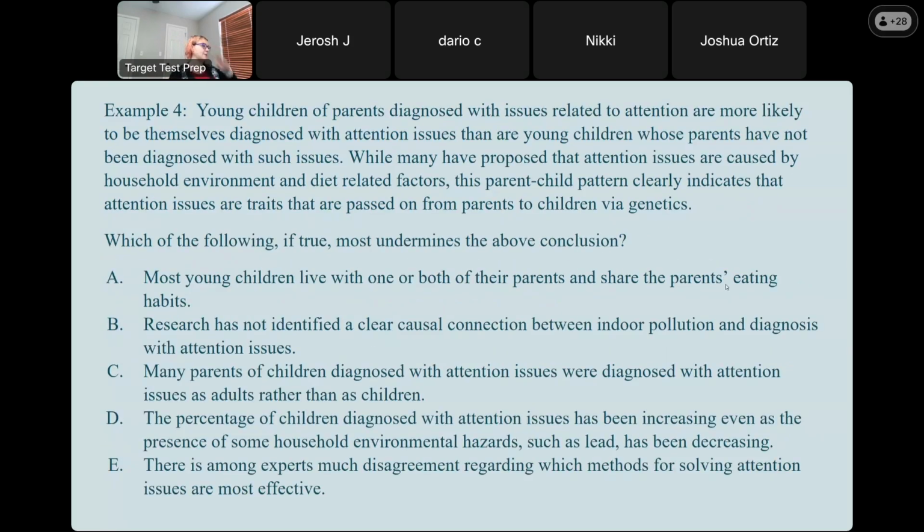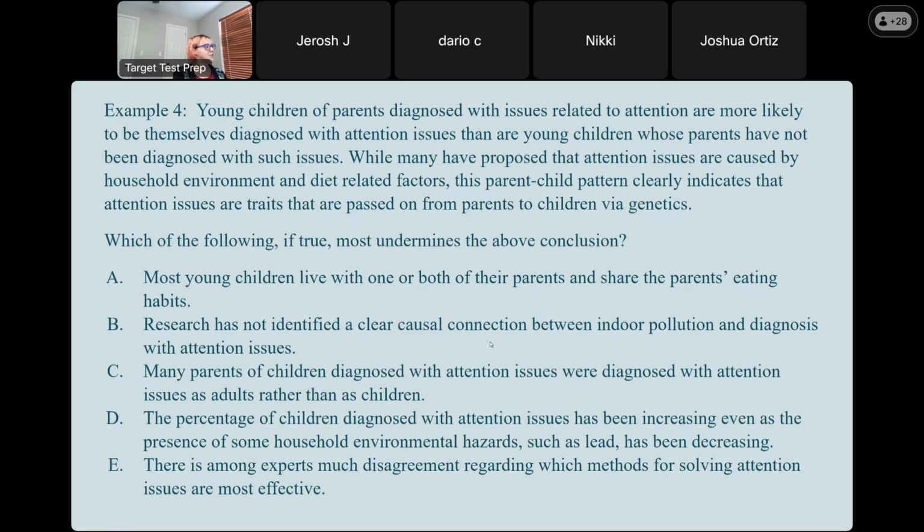So, which of the following, if true, most undermines the above conclusion? A: Most young children live with one or both of their parents and share the parents' eating habits. Exactly. They have brought up this other thing. Oh, well, it's not the diet, it's not the household factors, but most children live with their parents. So they would be experiencing to some degree the same diet and household environment factors. So I think it's this one.